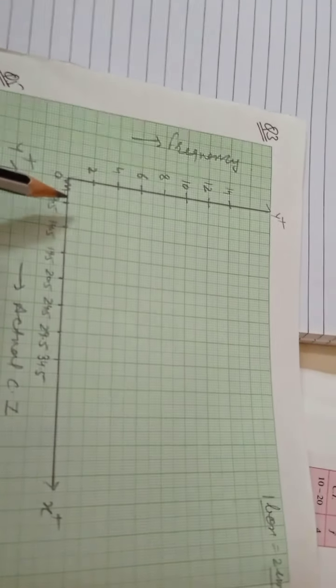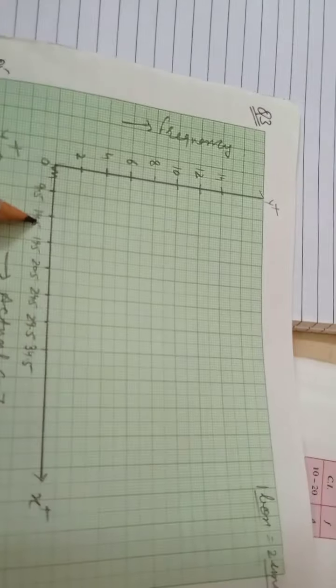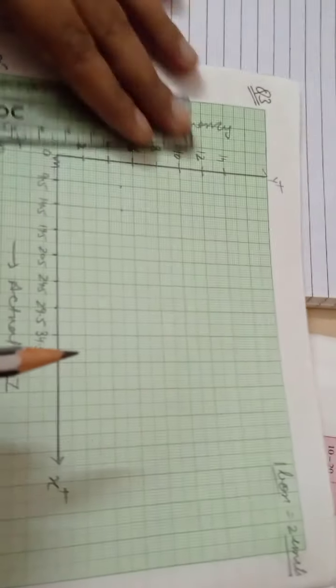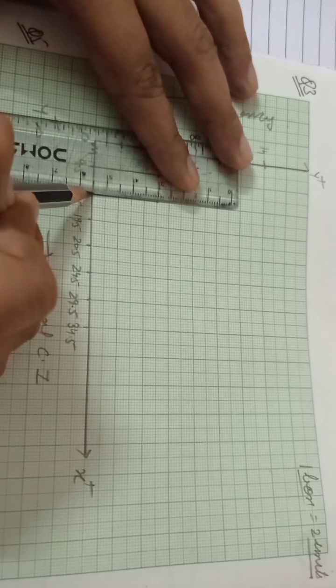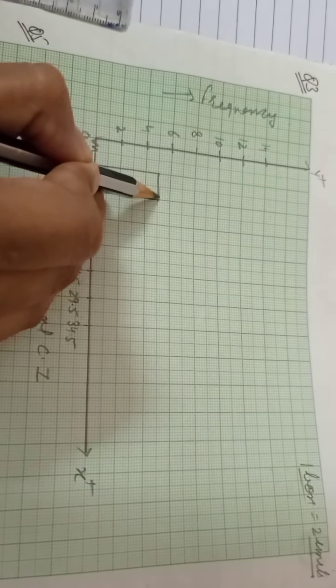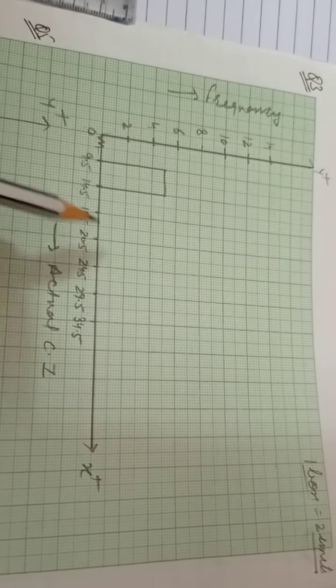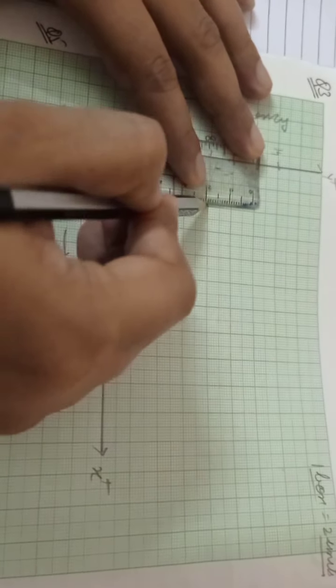Now let's draw the frequency polygon. 9.5 to 14.5, frequency is 5. So see children, 5 will be between 4 and 6. So let's draw the bar over here. See, I have drawn. Next is 14.5 to 19.5, frequency is 8. It is up to here. So draw up to 8.